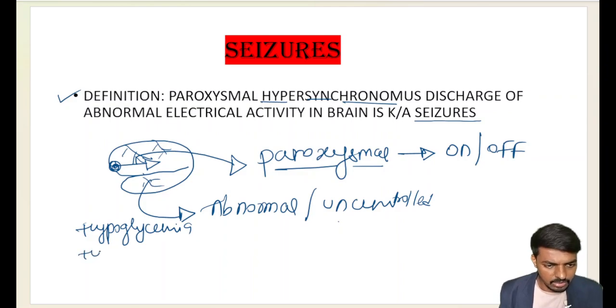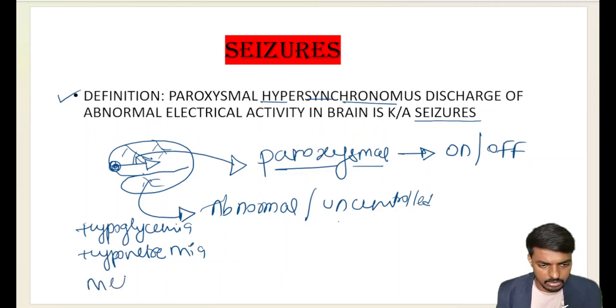Seizure may occur due to hyponatremia. What is hypoglycemia? Decreased blood glucose level. What is hyponatremia? Hyponatremia is due to decreased serum sodium level, and may be due to metabolic abnormalities and due to alcohol intoxication. So because of that also seizure occurs.